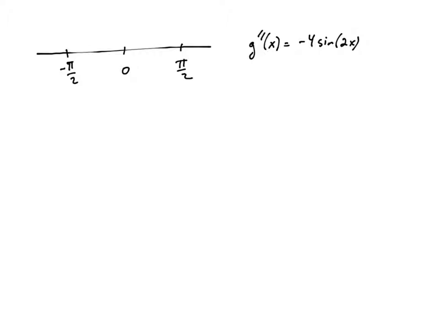Okay, so we want to test values. Because our interval is from negative pi over 2 to pi over 2, we just need to test values in these two intervals here. And I'll test negative pi over 4 and pi over 4. So g double prime of negative pi over 4, we get negative 4 sine, excuse me, 2 times negative pi over 4 is negative pi over 2. Sine at negative pi over 2 is negative 1, so this is positive 4. So we get a positive value in this interval.